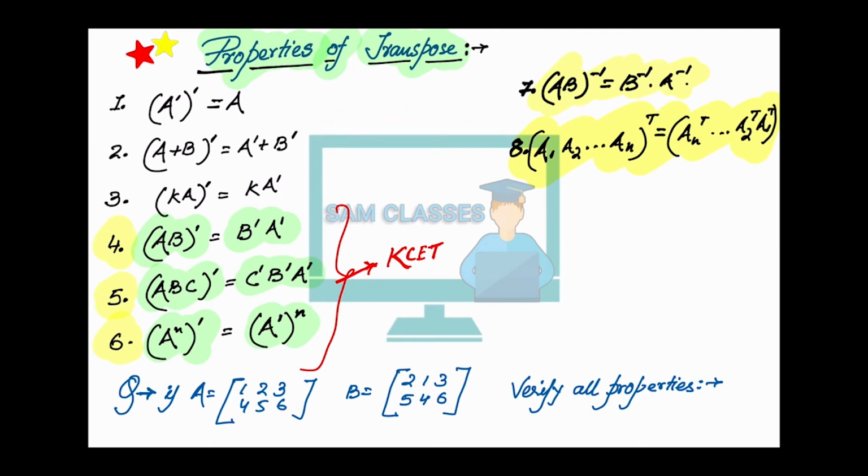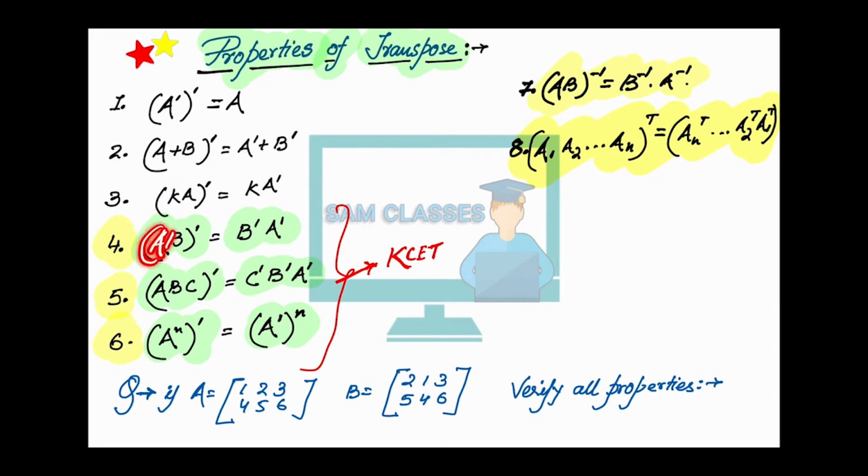Now coming to scalar multiplication and then transpose. Let's say we have kA, you're multiplying a scalar k to a matrix A and then doing a transpose. So that is equal to k times A transpose. You can just transpose the matrix first and do the multiplication later, students.